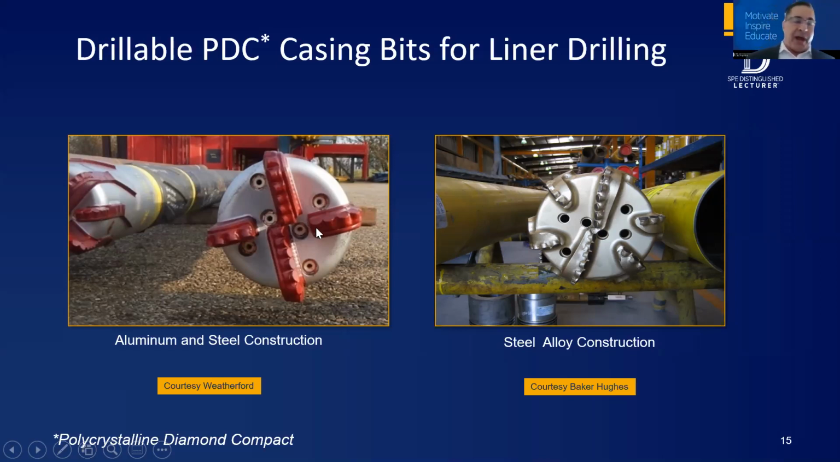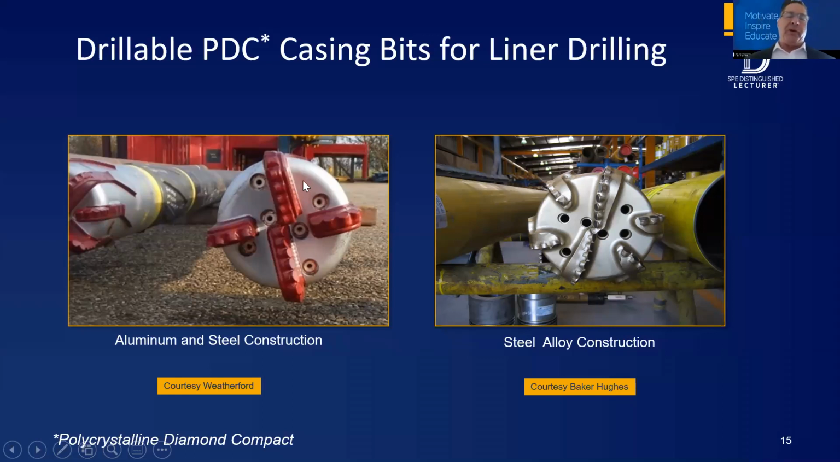This bit on the left is a drillable casing bit courtesy of Weatherford. You can run either ceramic or copper nozzles. The ceramic nozzles are good to about 400 feet per second nozzle velocity. The copper is about 100 feet per second nozzle velocity.